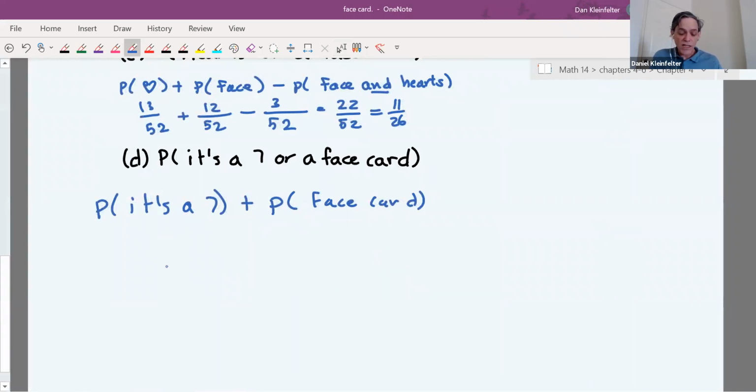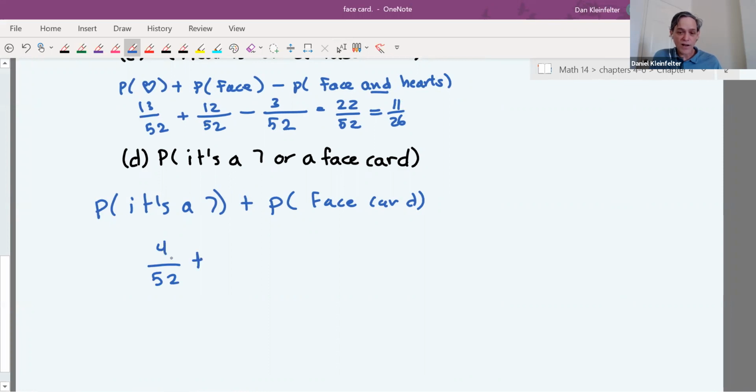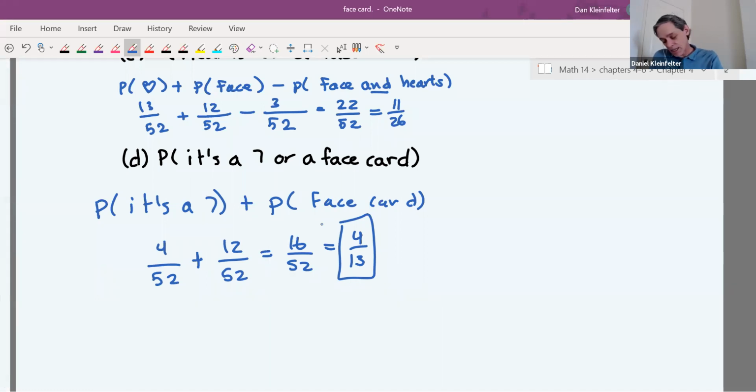All right, so 7s, there are 4 7s in a deck of 52 cards. And then there are, again, 12 face cards in a deck of 52 cards. That's 16 out of 52, which simplifies to 4/13. You divide out that common factor of 4. Okay, all right, so that takes us to the end of that example.